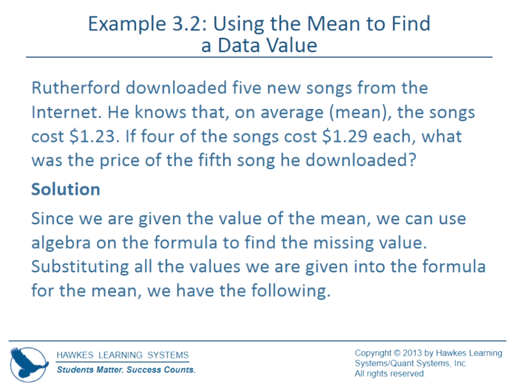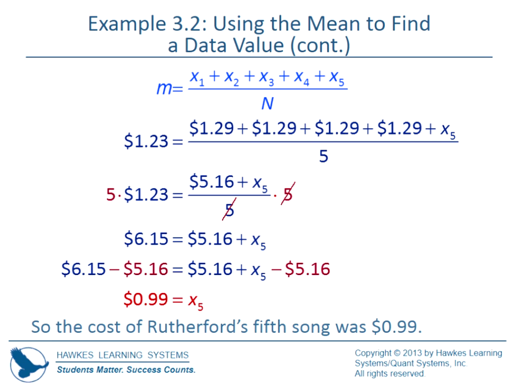All right, well, what do we know? We know there's 5 songs. We know what the mean is, and we know what the cost of 4 songs are. So it's algebra. You just plug and chug. So remember, your mean is $1.23, and 4 of your values are $1.29.